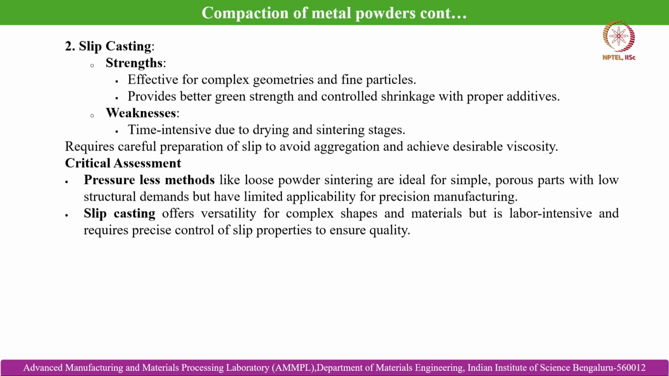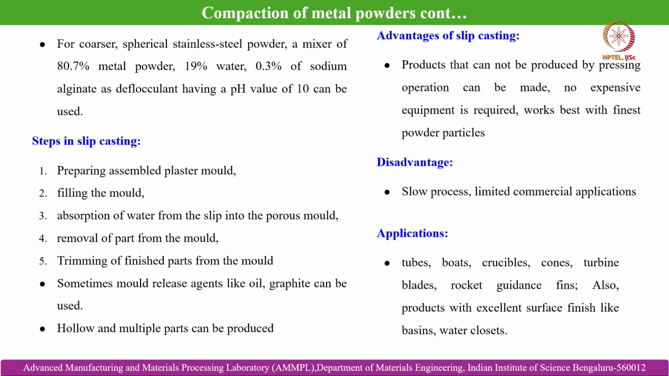So, the critical assessment: pressureless methods like loose powder sintering are ideal for simple porous parts with low structural demands, but have limited applicability for precision manufacturing, whereas slip casting offers versatility for complex shapes and materials, but is labor intensive and requires precise control of slip properties to ensure quality. So, coarser spherical stainless steel powder, a mixture of 80 to 81% metal powder, 19% water, 0.3% sodium alginate as deflocculant having a pH value of 10 can be used.